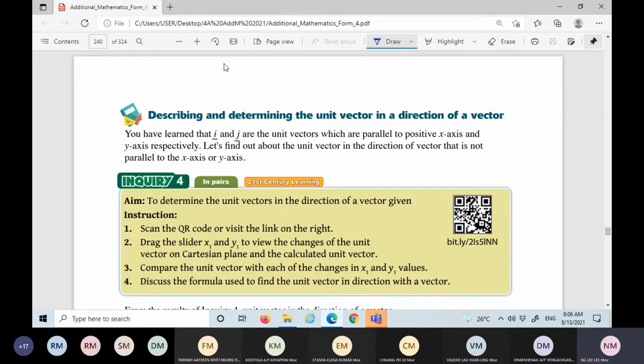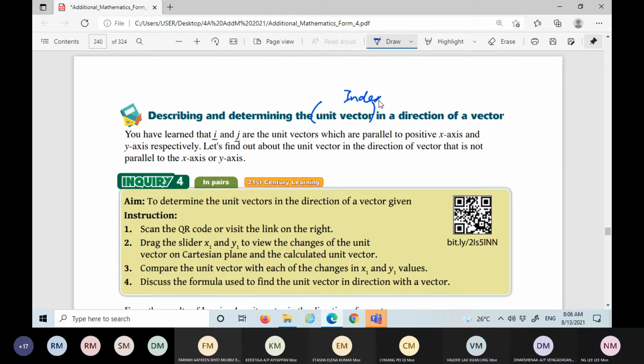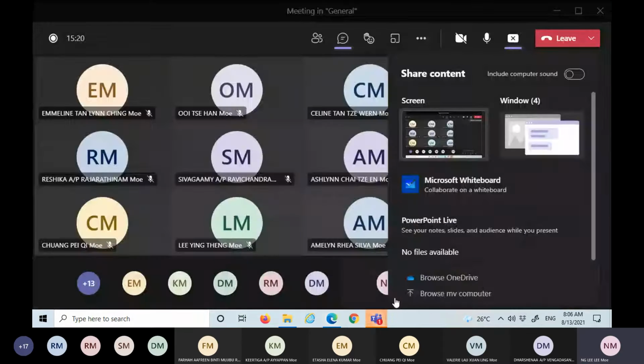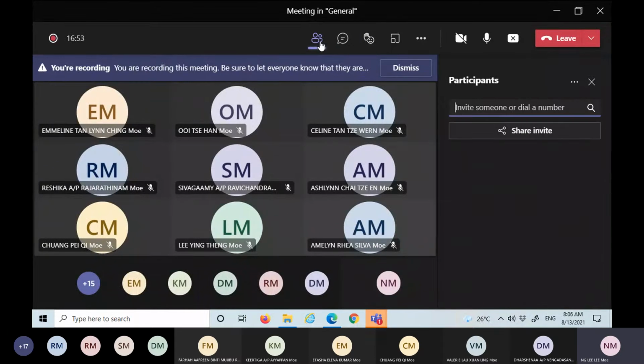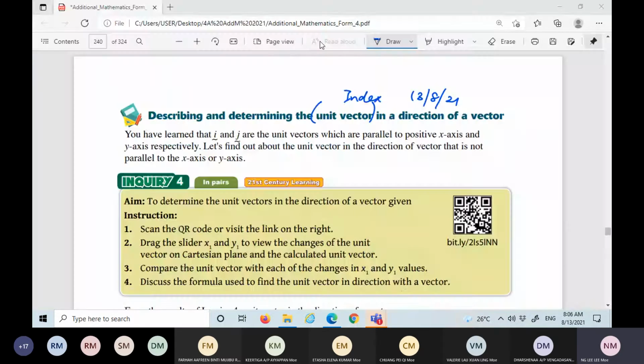Okay, so we continue. Determine the unit vector. So you write the index for today: unit vector. Today is 13. Okay, now all here already. Very good.